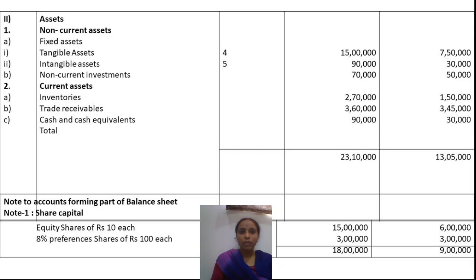Next, the assets are given. Here we have tangible assets, intangible assets, non-current investments, and also inventories, trade receivables, and cash equivalents. The total is the same on the asset side. The notes to accounts are given. Share capital constitutes both equity shares and preference shares. Equity shares of 10 each are 15 lakh for X and 6 lakh for Y. Then 8% preference shares of 100 each are 3 lakh and 3 lakh.